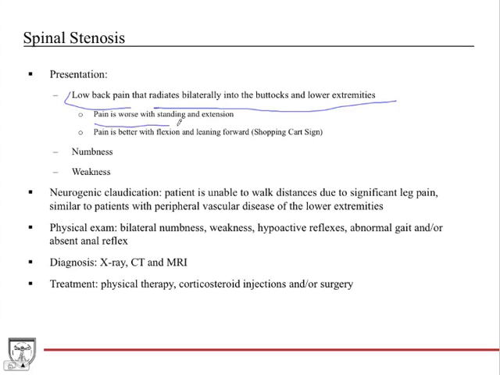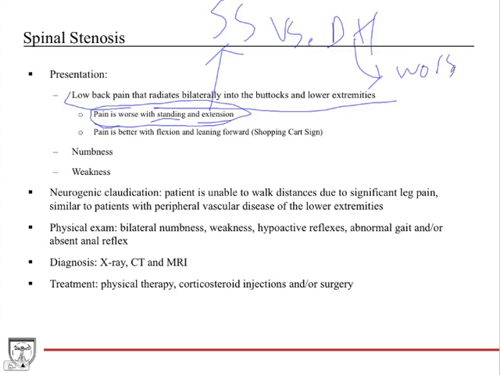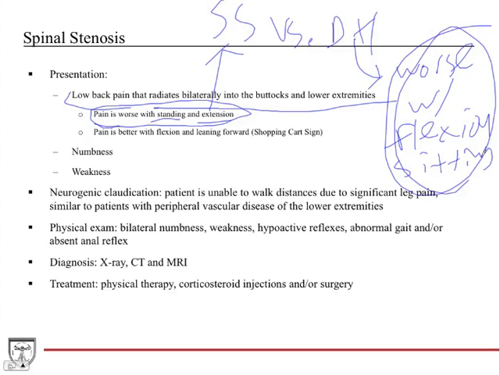Now, this is a big difference here also with SS, spinal stenosis versus disc herniation, DH. Okay, it's worse with standing and extension. That's stenosis. Disc herniation is going to be worse with flexion. Okay, that's the big, and sitting. So that's a big difference here. You want to be aware of that.